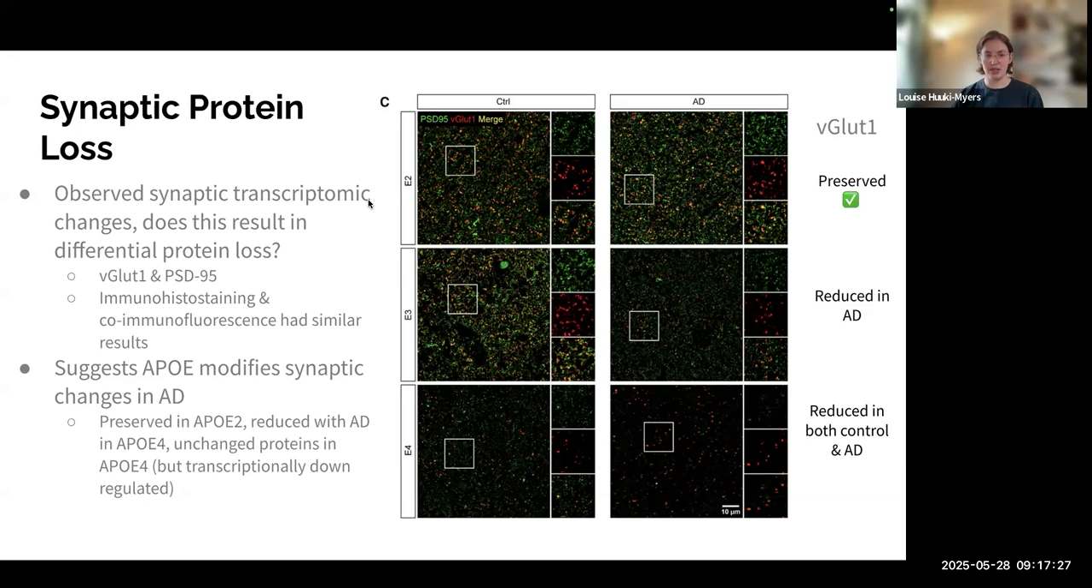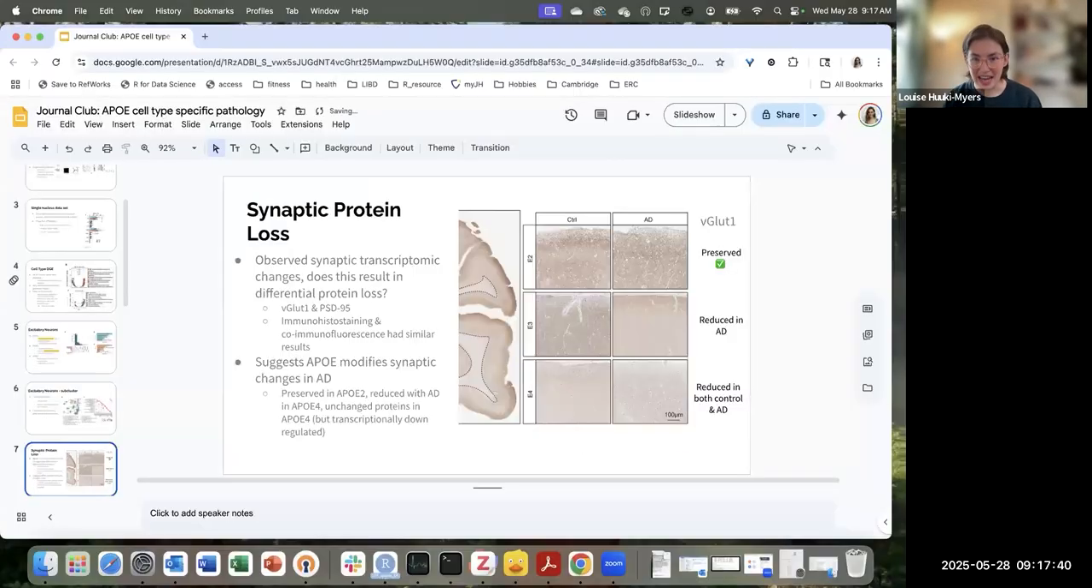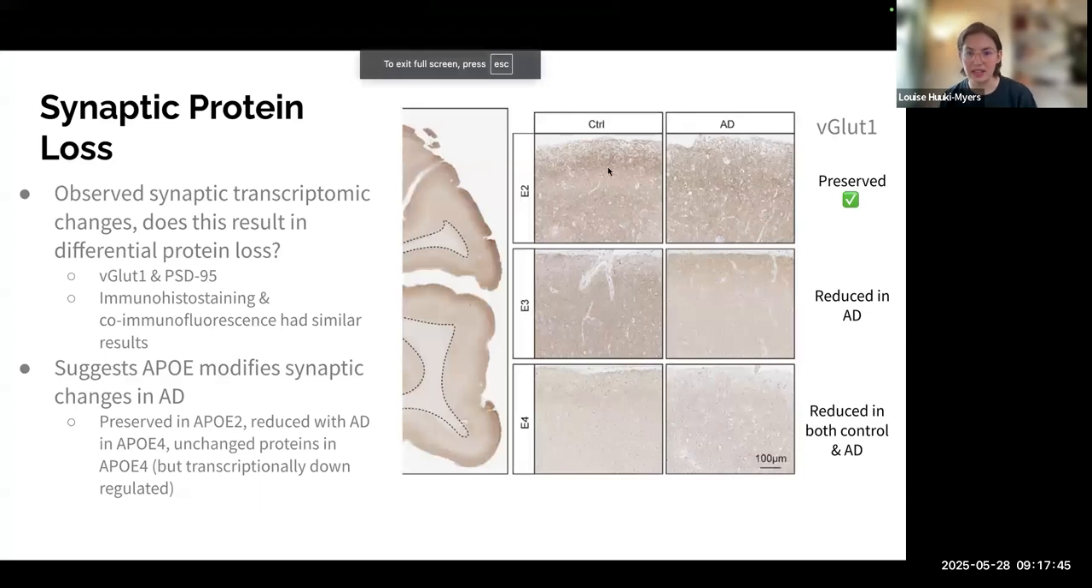So we're using immunohistostaining and co-immunofluorescence to check if this is supported. Here we're looking for immunohistostaining of VGLUT1, and you can see between control and AD. So for E2, we see that these look the same. This is preserved.